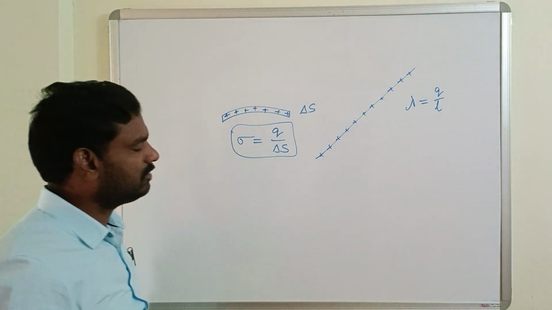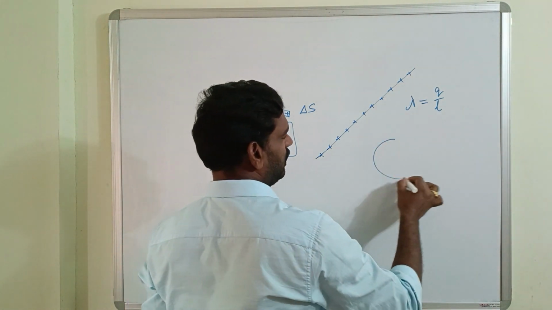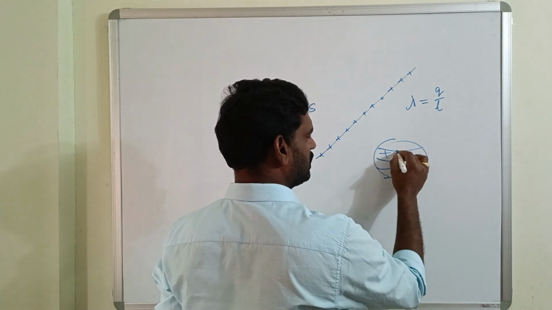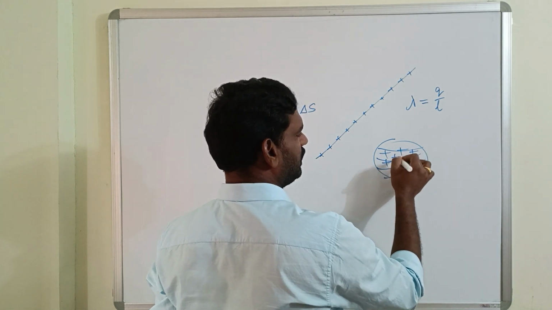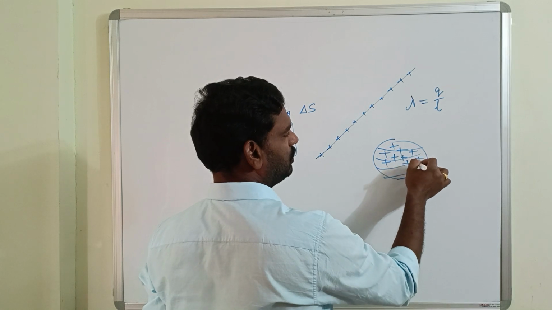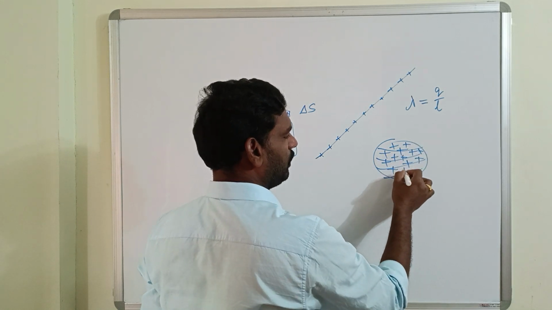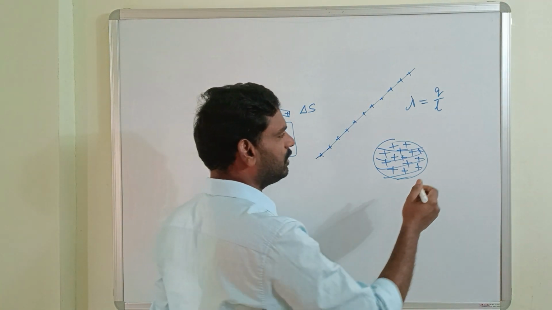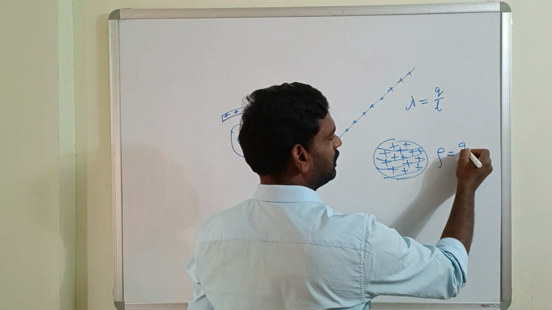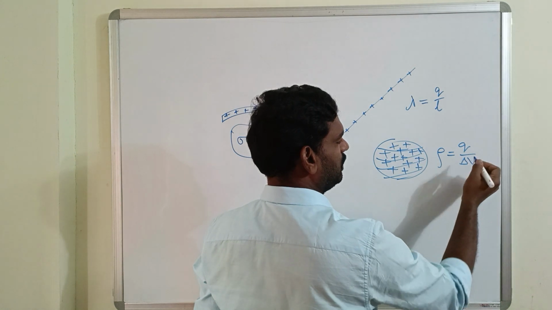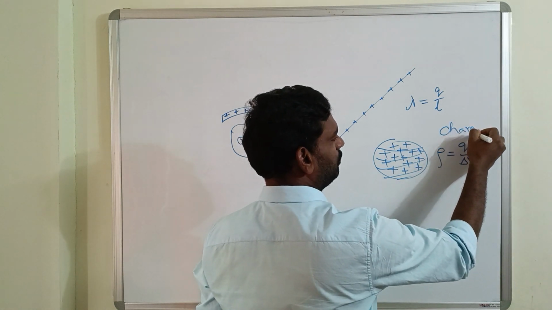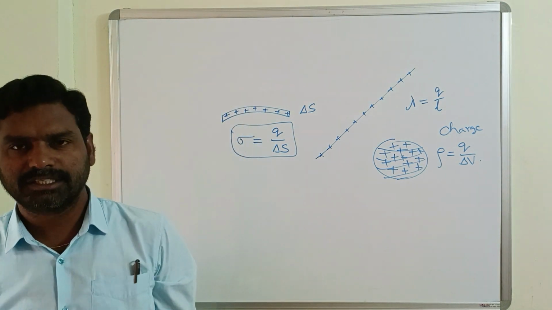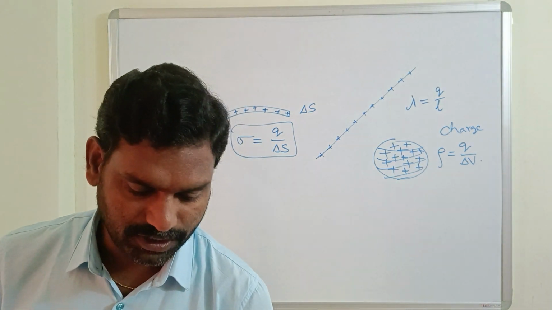Okay, and also if you take any volume, any sphere, or any three-dimensional shape that has some charge throughout its volume, or if we consider only some part of the volume, in that case the charge per unit volume gives us volume charge density. Charge per unit volume is nothing but volume charge density. We have discussed these things already in the previous lecture.